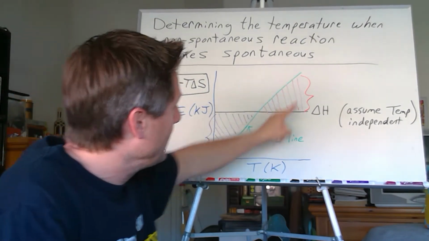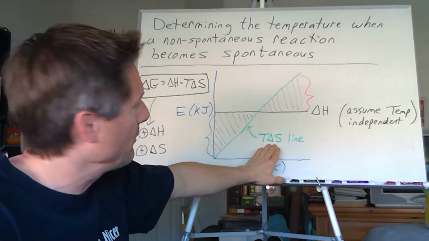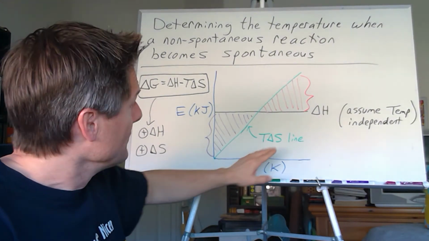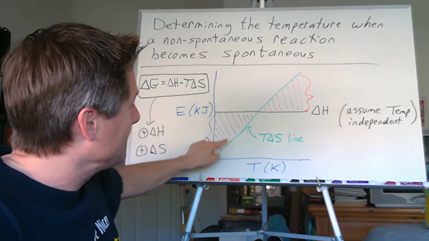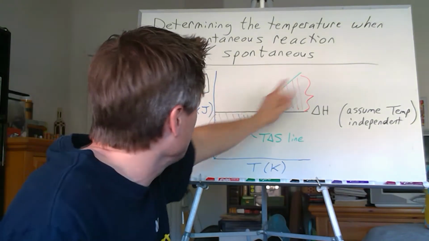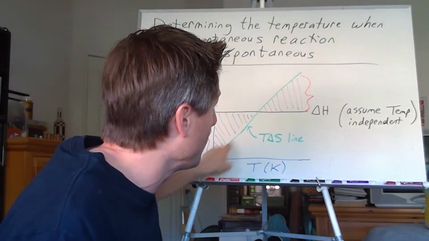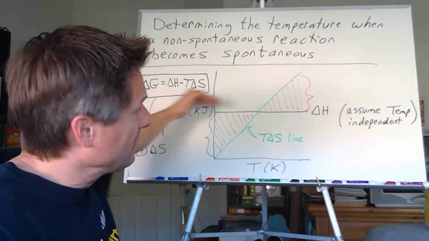This green line here is the T delta S line, the absolute temperature in Kelvin times the entropy change. If we're taking delta S as constant in this scenario, then as we increase the temperature, the T delta S will go up, right? That's increasing because the temperature is increasing from some lower value to some higher value. Whereas delta H doesn't have a temperature term in it, so it's going to be straight across.